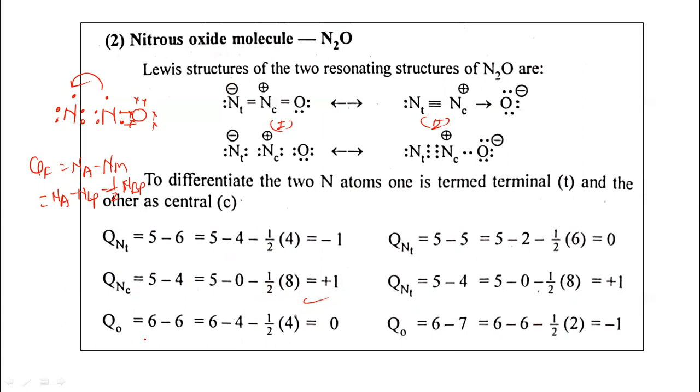Now let us see the case of the oxygen atom. The valency of oxygen is 6. So the number of valence electrons Na is 6, minus the number of electrons of that atom in that molecule: 1, 2, 3, 4, and this electron, so 6. So 6 minus 6 is equal to 0. In this way we can calculate the formal charge on a particular atom in that molecule. This is the way to calculate the formal charge in the molecule.